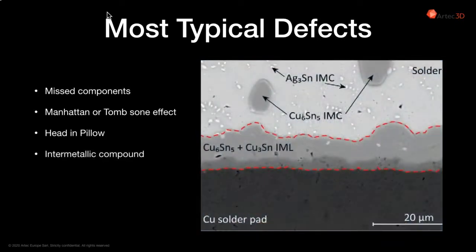Unfortunately, you have no chance to see it at all. Another story is intermetallic compound that may lead to other problems like cracks in the solder joint. So we're talking about some particles or some different suballoys in the solder joint.